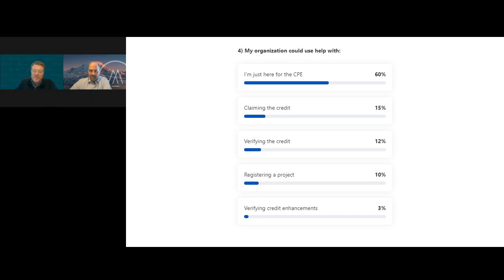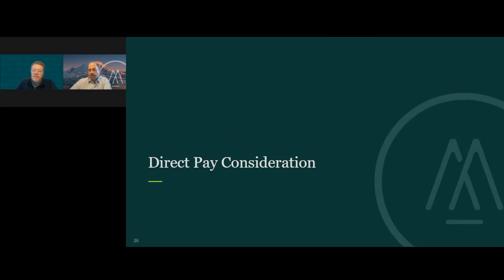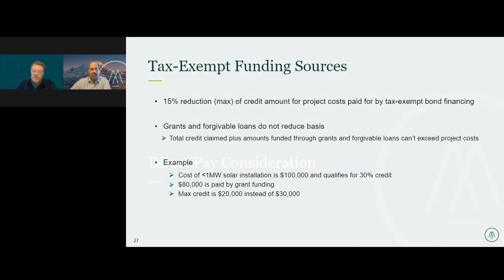So that's great. So we'll move on and talk about some of the considerations for direct pay that are specific to tax-exempt funding sources and other direct pay considerations. To the extent that there is tax-exempt bond financing that is actually financing the solar facility, for example, that you're putting in, there is a reduction in that credit amount for that tax-exempt bond financing that might exist. So if that bond financing is specifically for that energy property, you do have to take that into consideration.